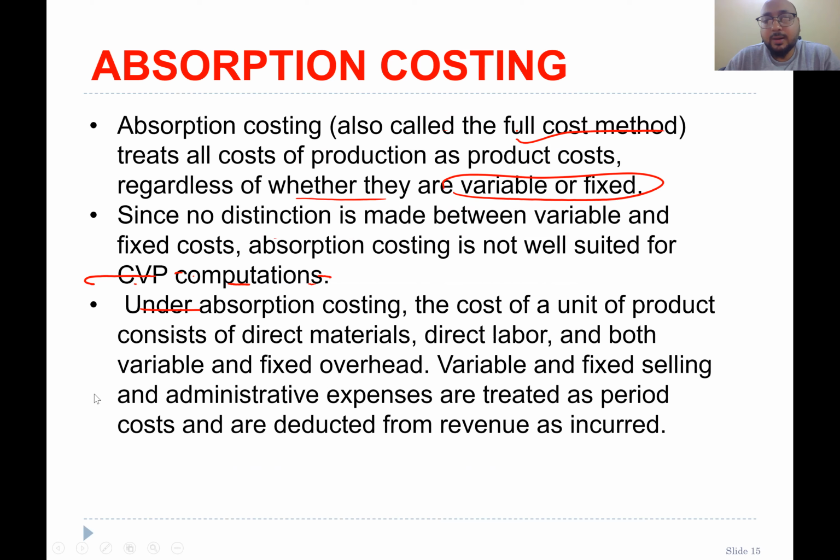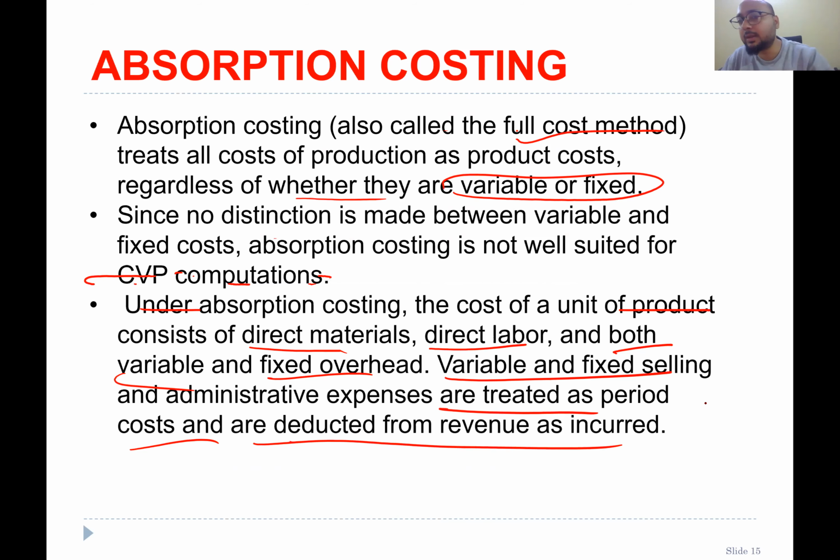The third point is under absorption costing, the cost of a unit product consists of direct material, direct labor, and both variable and fixed overhead. Variable and fixed selling and admin expenses are treated as period costs, and they are deducted from revenue as incurred.